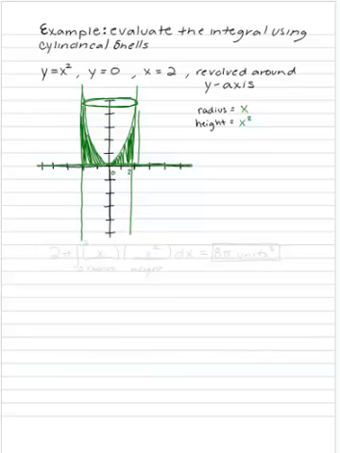Next, you're going to plug the radius and height into the equation, and the equation is 2 pi times the integral of the radius multiplied by the height dx. Our radius was x, and our height is x squared. And then the boundaries are from 0 to 2. Then you're going to plug this into your calculator, and you'll get the answer 8 pi, and the units are units cubed.